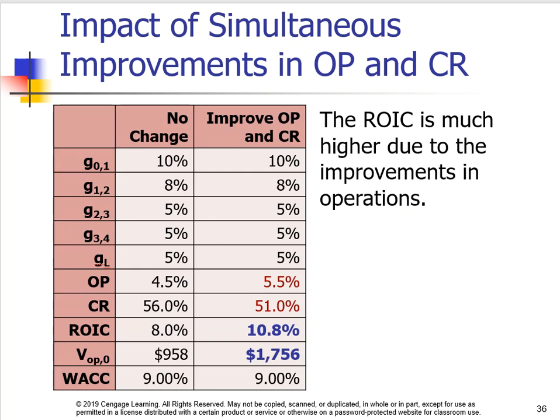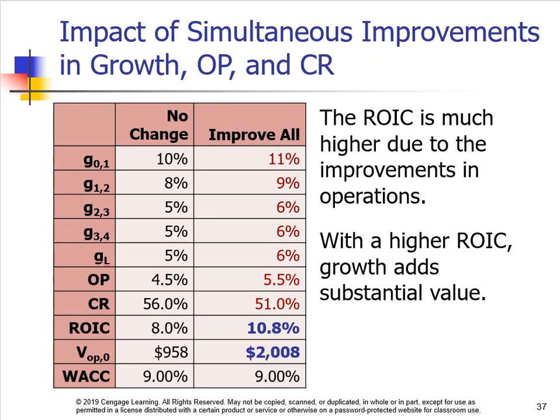Okay. So impact of simultaneous improvements. Let's improve the operating profit margin and the capital requirement, and then we get up to 7%, and that improves our ROIC to 10.8 and improves our value to 1756. Okay, so this is why you can see they're called value drivers. It's how we can change the value of the company by managing the financial statements.